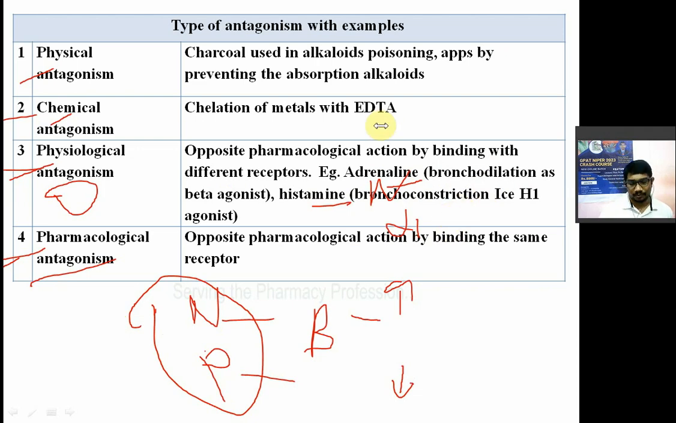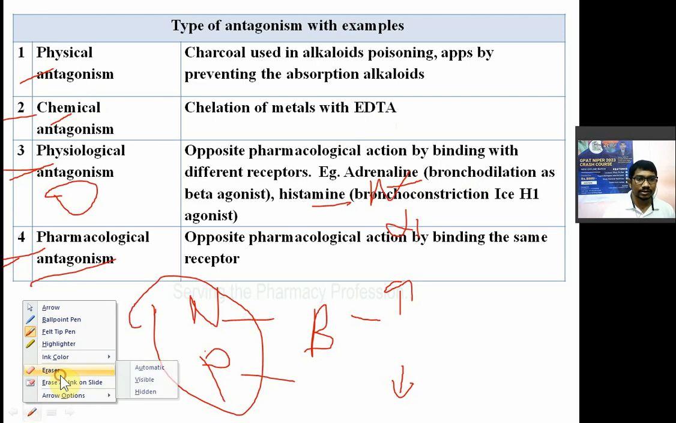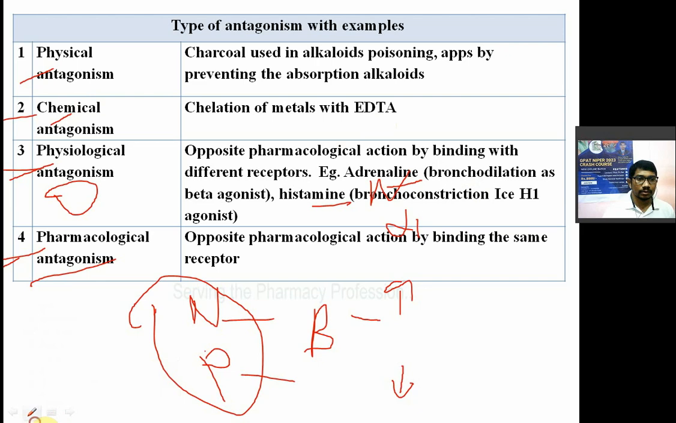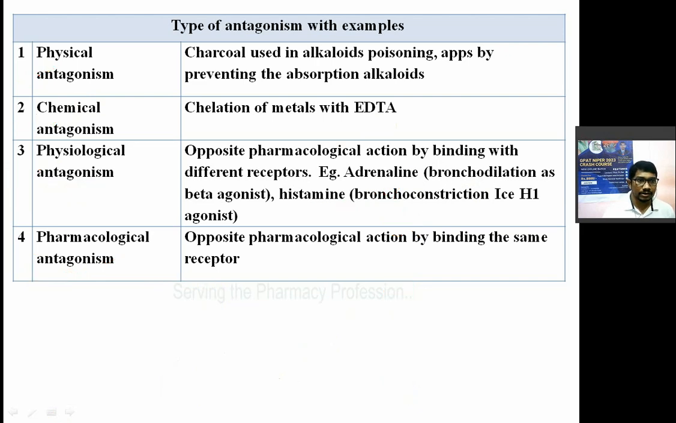Types of antagonism क्वेश्चन आता है, एग्जांपल पूछेंगे. Activated charcoal used in the poisoning is a example of which type of antagonism. वहाँ पे आएगा physical antagonism. EDTA used in the metal poisoning is a type of antagonism. Chemical antagonism. इसका और एक एग्जांपल बताऊँ मैं.